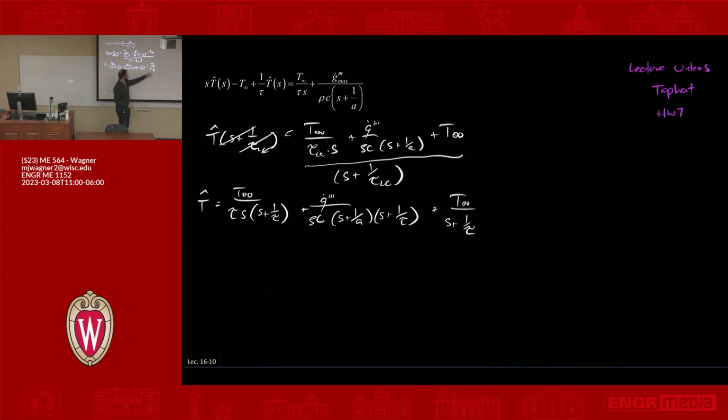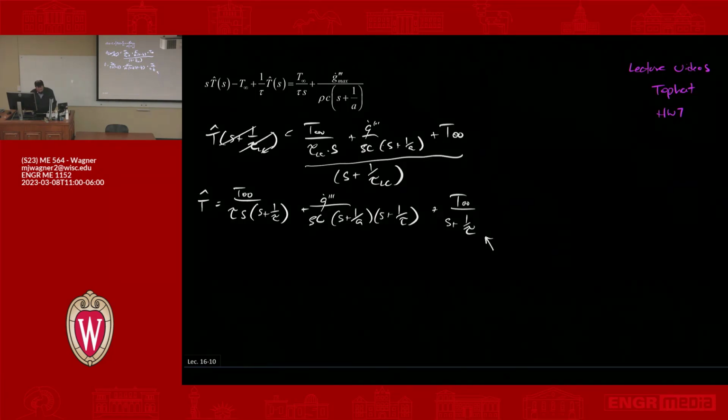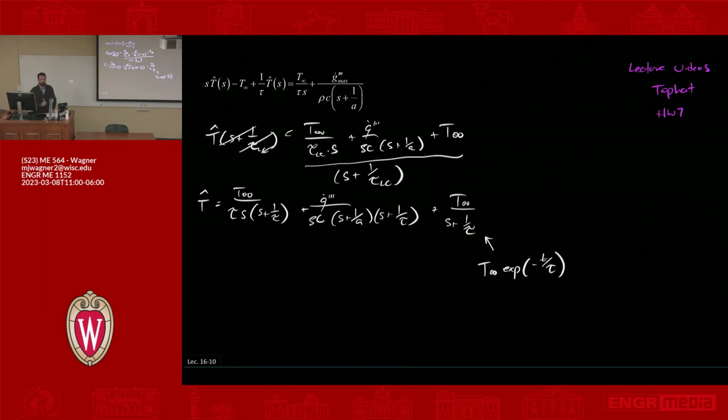On the last term, it turns out, if you look at this, it basically already exists in a table. So we have some constant over s plus a constant. If you have to take my word for it, that was just t infinity exponential of minus t over tau. So if I were to take the inverse Laplace of the last term, I get that. The other stuff we have to do more with, right? We have to do more operations to get that to something invertible.